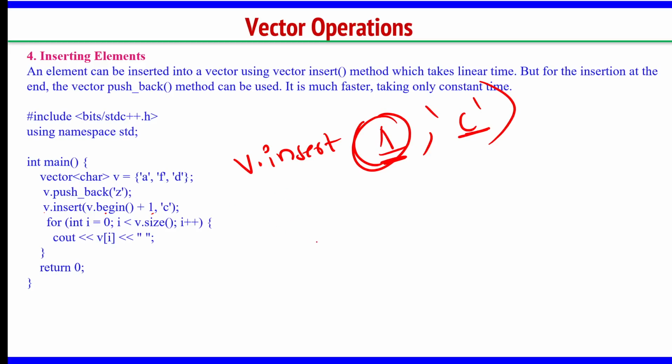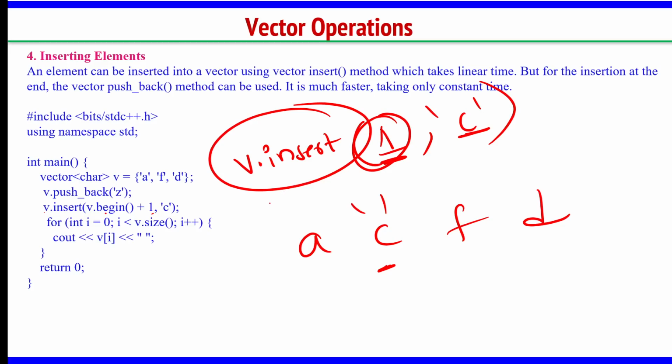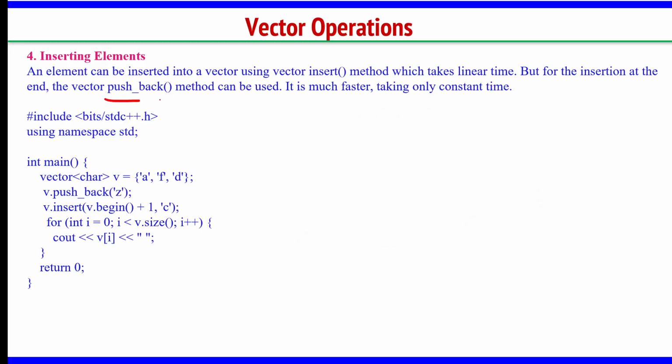So, the list will become A, C, F, D. C is inserted at location 1. So, if you want to insert an element at a particular location, you have to use the insert function. If you want to insert an element at the end, you have to use the pushback function, right.